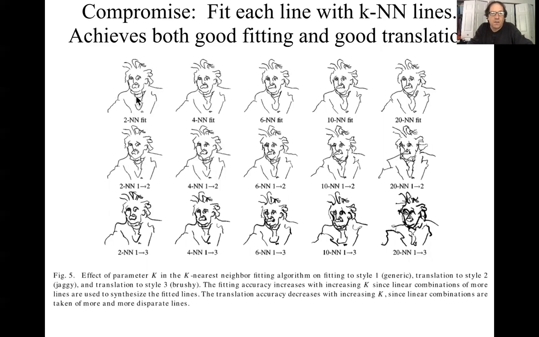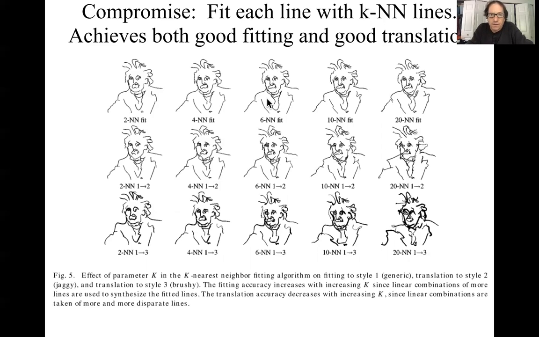So here's different columns, the 2 nearest neighbor fit, the 4, the 6, the 10, the 20. And so you can see it gets really quite good. And by using 6 nearest neighbors, we can really explain the line quite well, even with our rather small, almost 6,000 line set of examples that the artist drew.